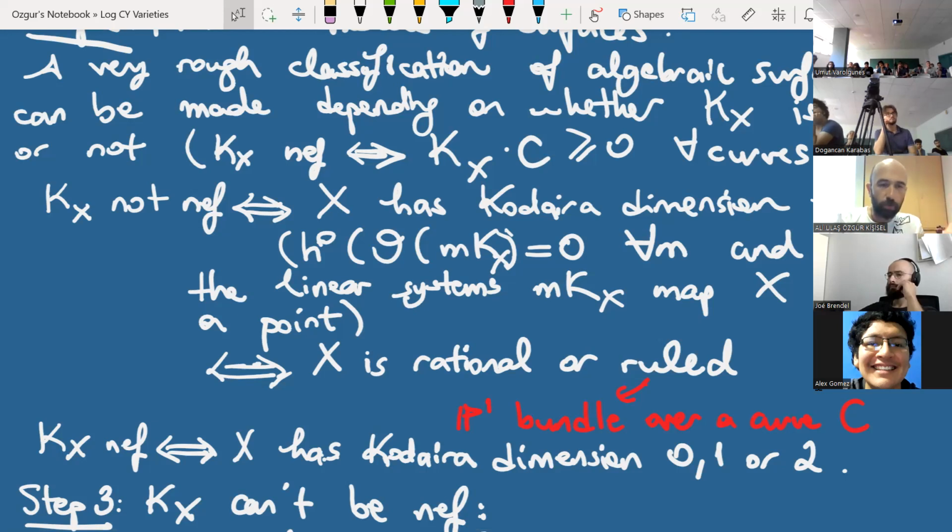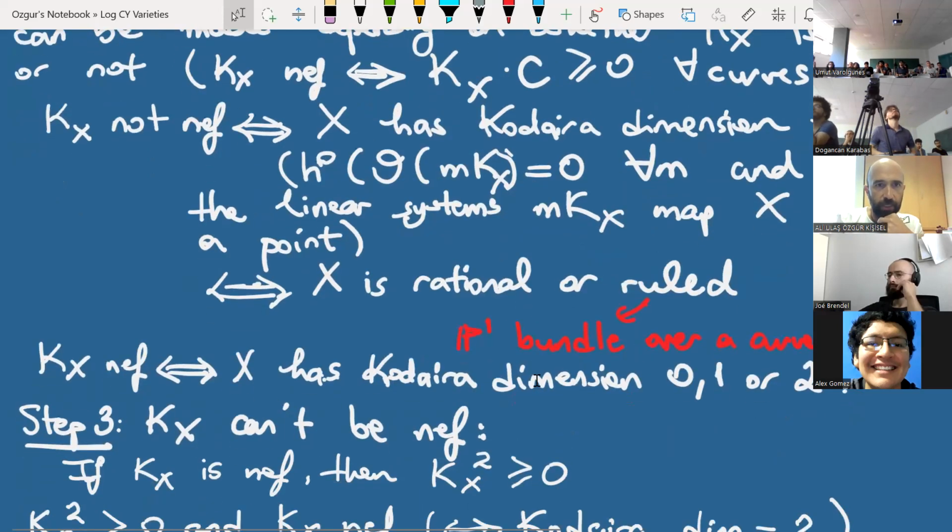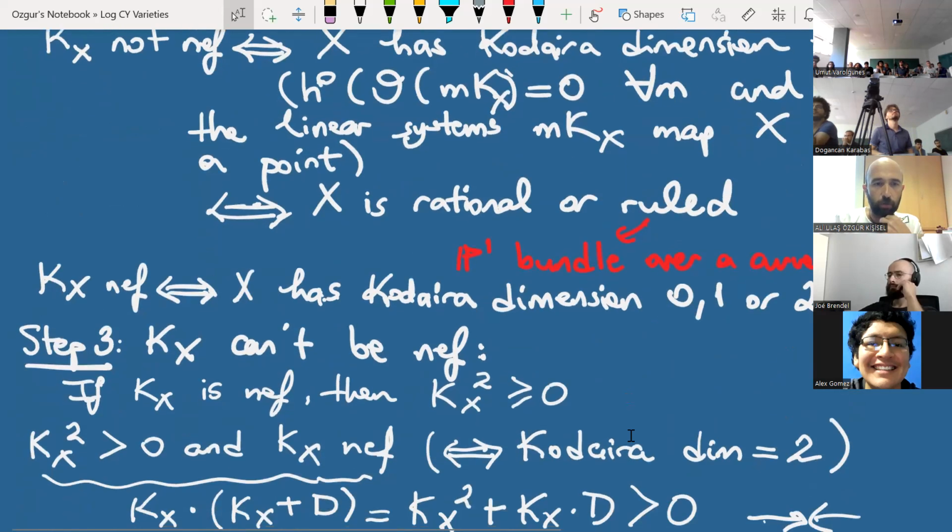So the complementary case, Kx nef, is if and only if Kodaira dimension 0, 1, or 2. Now, in our case, Kx cannot be nef. So let's try to argue that. We'll need to quote some more results from classification of surfaces. Well, first of all, if Kx is nef, then Kx squared must be non-negative.